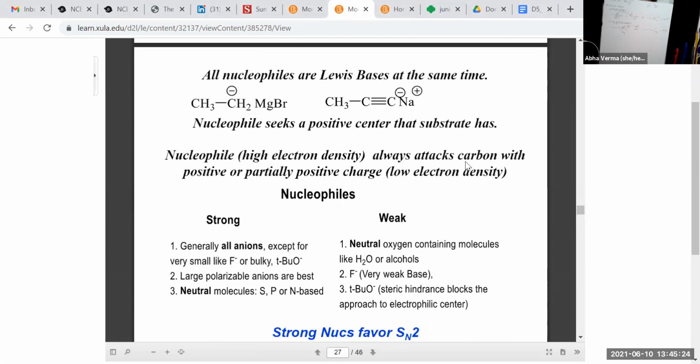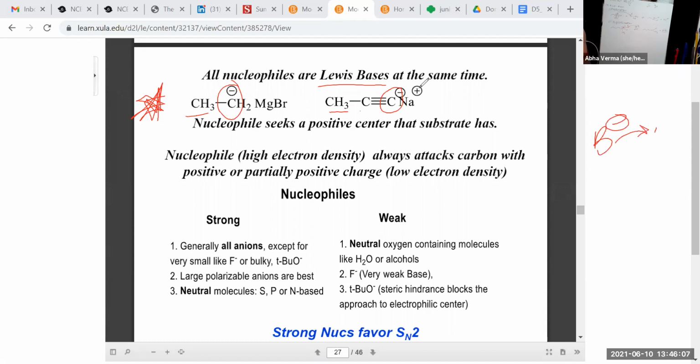All nucleophiles are Lewis bases. Now remember, what are Lewis bases? Lewis bases are electron donors. So all of the materials that can donate electrons, for example, this C negative and this C negative right here, are very important nucleophiles for our course. Both of them can donate electrons, and hence they will be considered great nucleophiles despite the bulk on them.